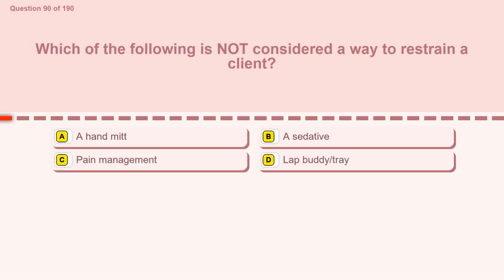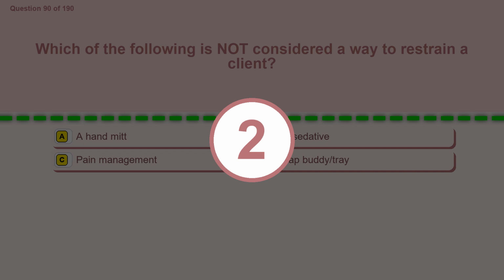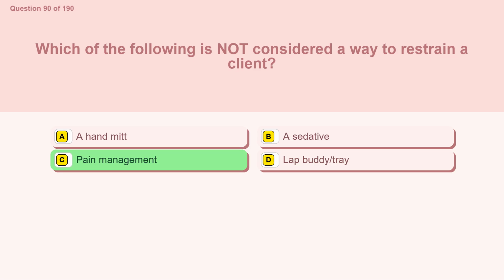Question 90. Which of the following is not considered a way to restrain a client? Option A, a hand mitt. Option B, a sedative. Option C, pain management. Option D, lap buddy or tray. The correct answer is option C, pain management.